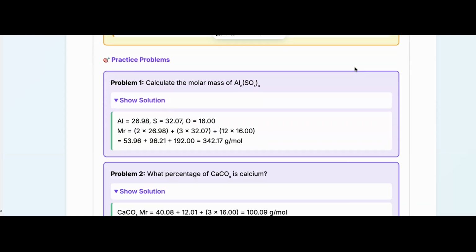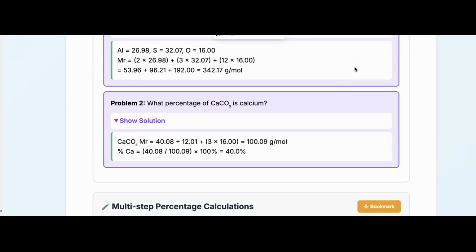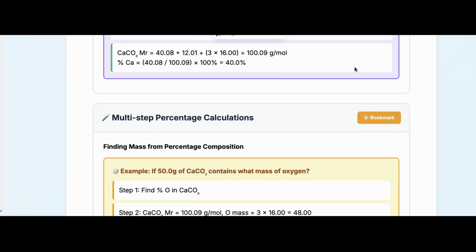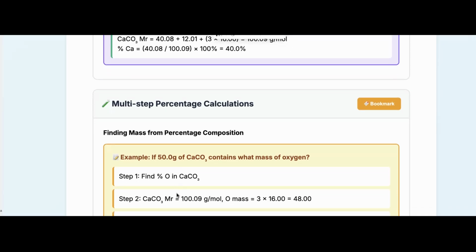And then the next part is the multi-step percentage calculation. If 50 grams of calcium carbonate contain what mass of oxygen? I need to find the percentage of oxygen in calcium carbonate. So calcium carbonate, the total mass of it is equal to 100.09. How did you do that? We calculated the same way. We added the calcium together with 1 carbon and 3 oxygens. Then the total is 100.09, and I added 3 oxygens to get 48.